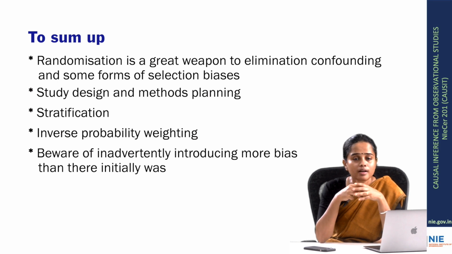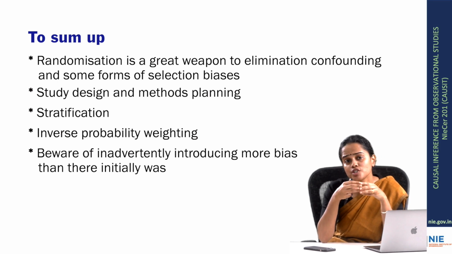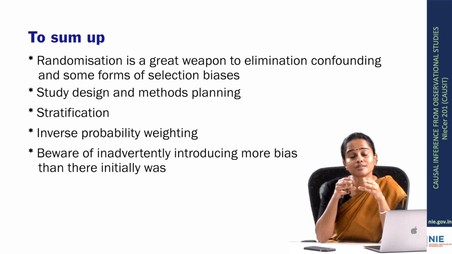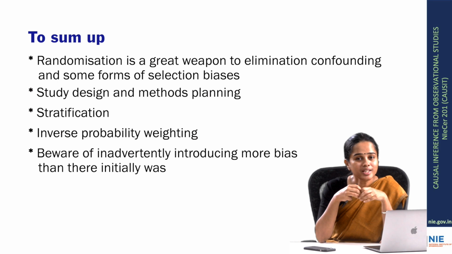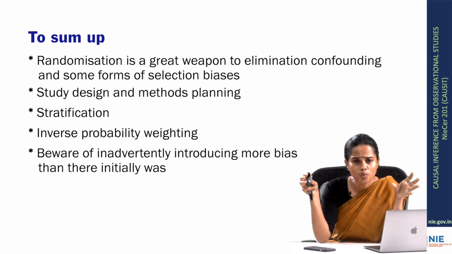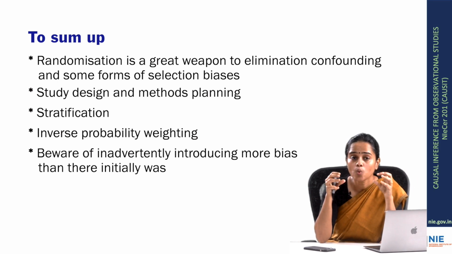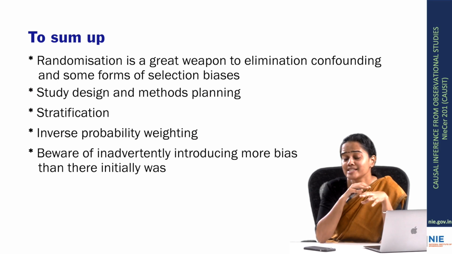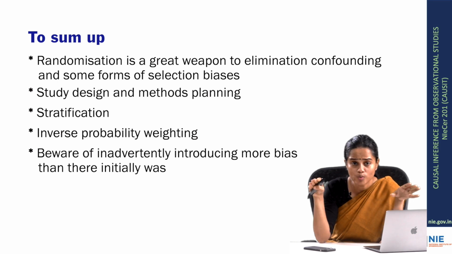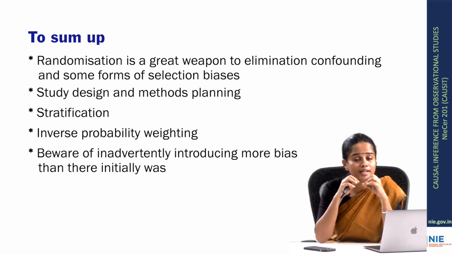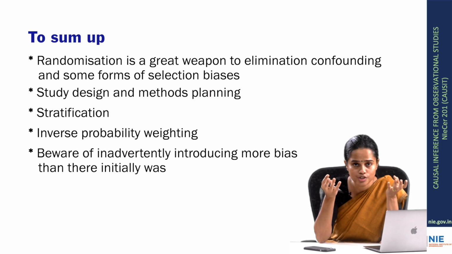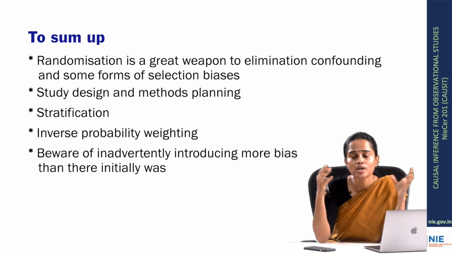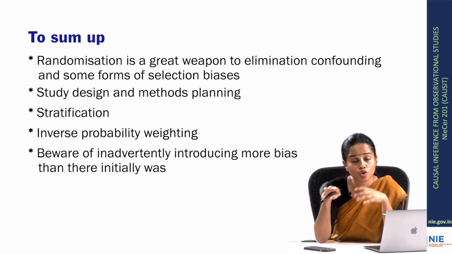A quick word about randomized experiments. In the initial section, we had a question on whether randomized experiments can also suffer from selection biases. Well, yes, we think that randomization does away with all biases that can happen when people are included into your study. And yes, for the most part of it, it is a great weapon to eliminate confounding and some forms of selection biases that can creep into your study because of your selection criteria. Because in randomization, there's no criteria, you're just randomizing people to receive or not receive the treatment. So that part is taken care of by randomization.